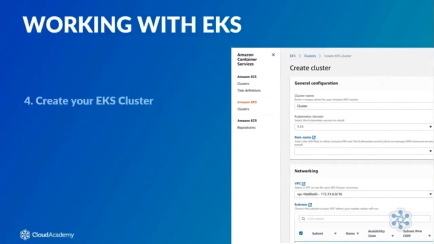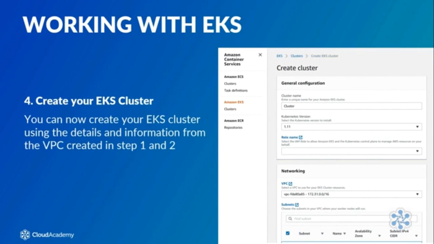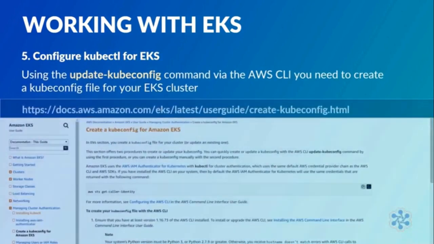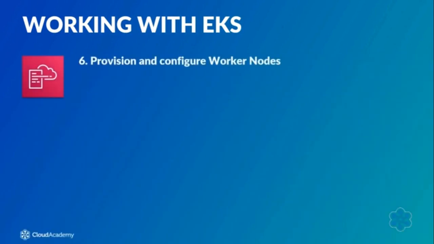Next, you need to create your EKS cluster. Using the EKS console, you can now create your EKS cluster using the details and information from the VPC created in steps 1 and 2. Next, you must configure kubectl for EKS. Using the update kubeconfig command via the AWS CLI, you need to create a kubeconfig file for your EKS cluster. Next, provision and configure worker nodes.